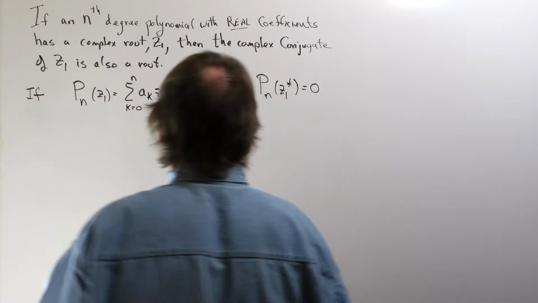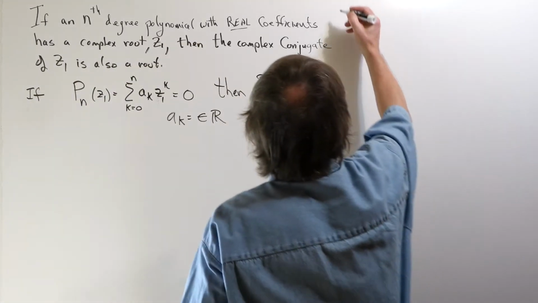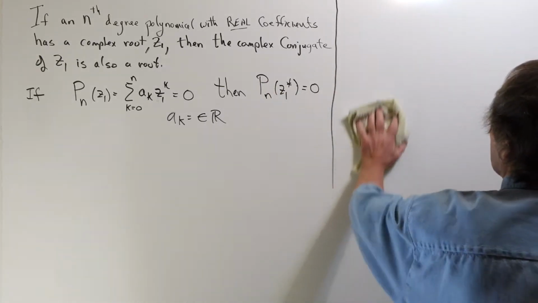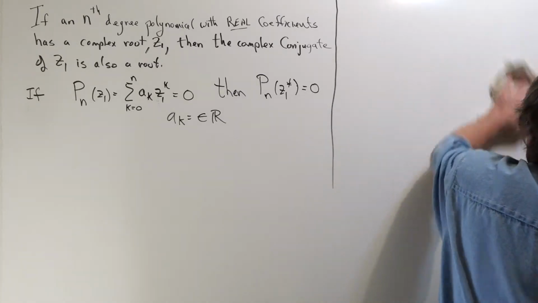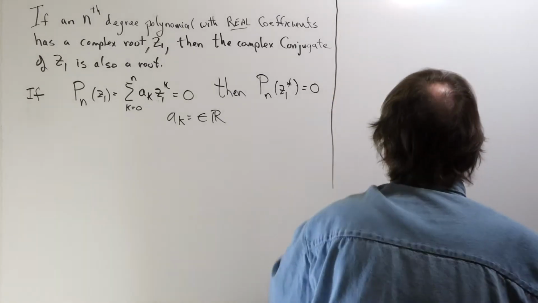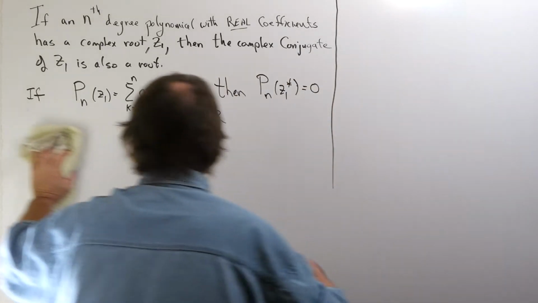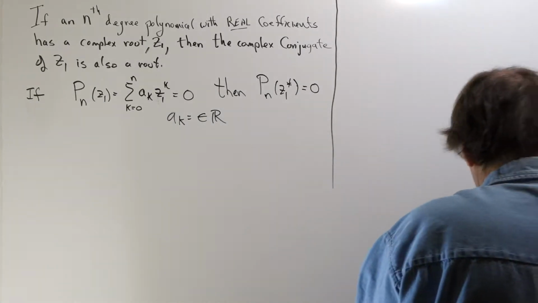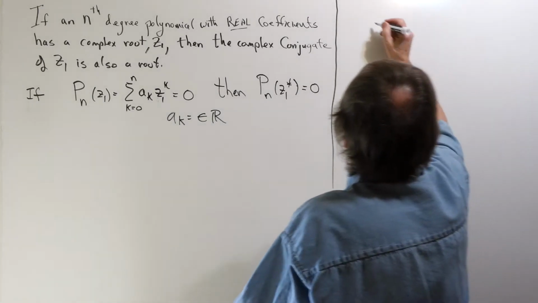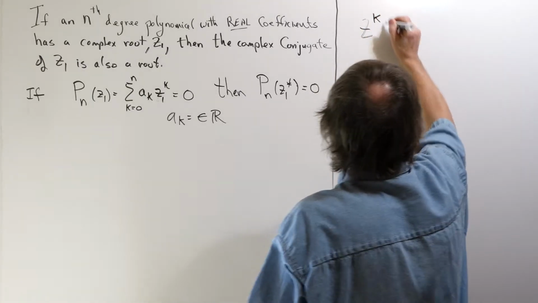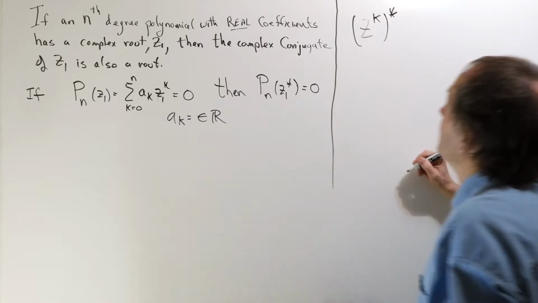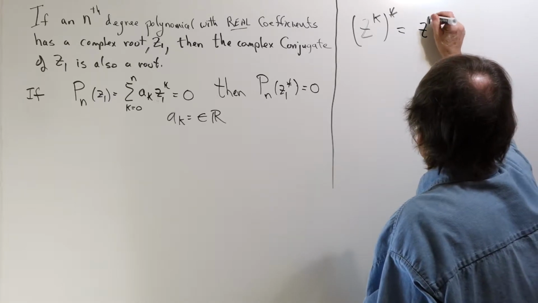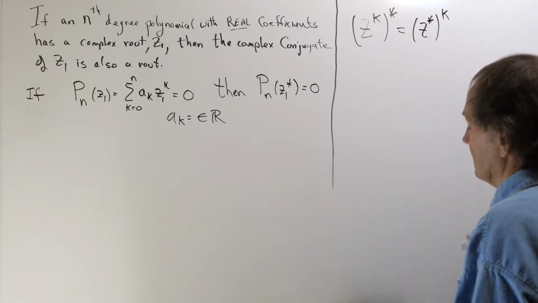Okay, a few preliminaries. The first preliminary is going to be, we're going to look at what happens when we take the conjugate of a complex number to a power, and the conjugate of the product of complex numbers and the sum of complex numbers. First off, if we have z raised to the power k and we take its conjugate, then we can interchange the power and the conjugate. This becomes z conjugate raised to the power k.